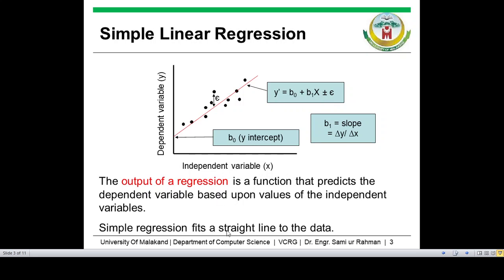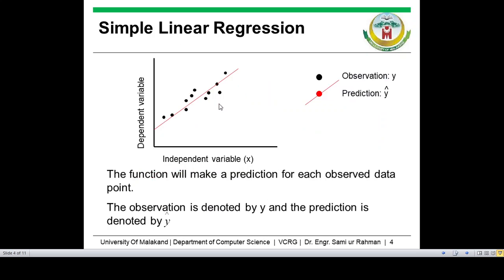So simple regression fits a straight line to that data. Now when we say linear regression, it shows that the model is a linear line, a mathematical equation that represents a line. So in a simple scenario, a linear regression is a mathematical model which represents a line. Okay. Now the function will make a prediction for each observed data point.